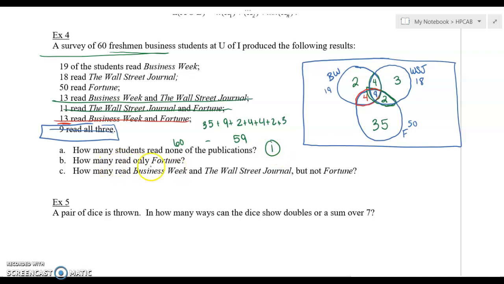Then we've got how many read only Fortune. Only Fortune means that it's not part of an overlap at all. So it's just going to be this number out here, which would be 35. And then how many read Business Week and the Wall Street Journal, but not Fortune? So we have to look where Business Week and Wall Street Journal overlap, but not including Fortune. So it's going to be this middle number right here, which is going to be 4. All right. So that's kind of how the Venn diagram stuff goes. We'll do more with the Venn diagrams tomorrow, actually.